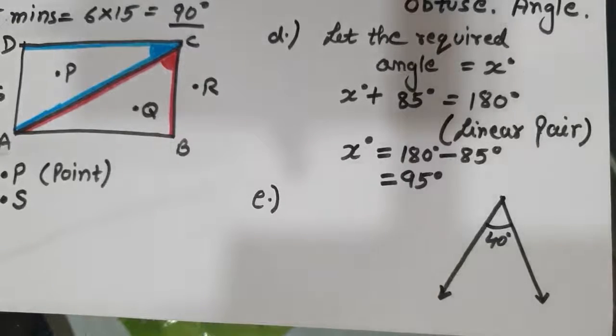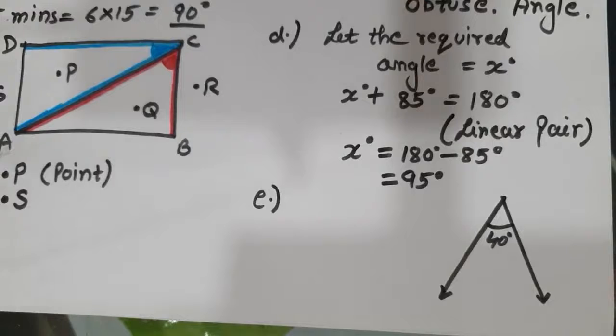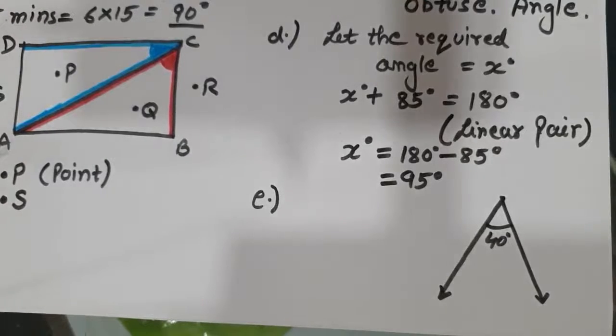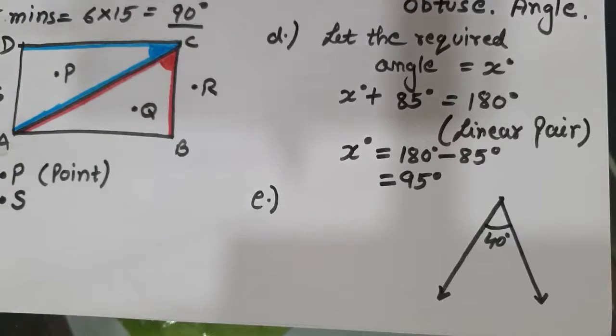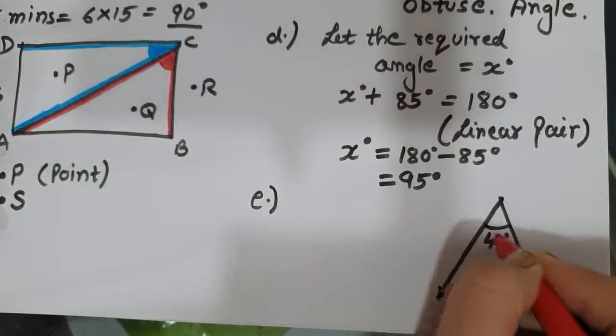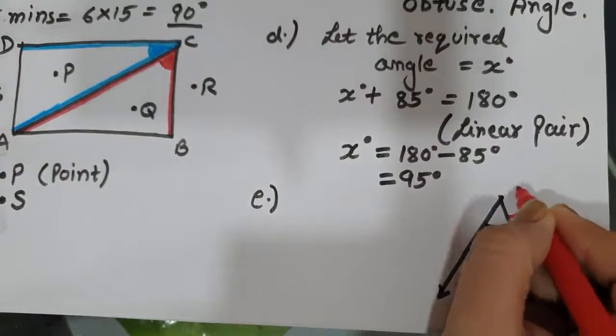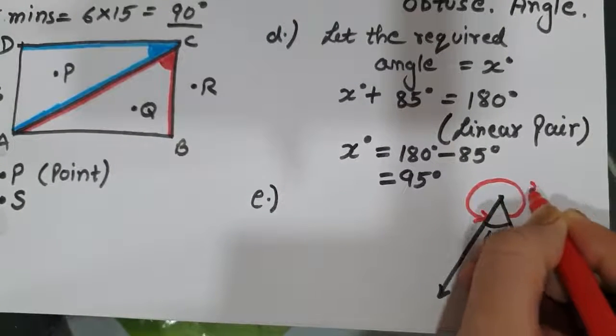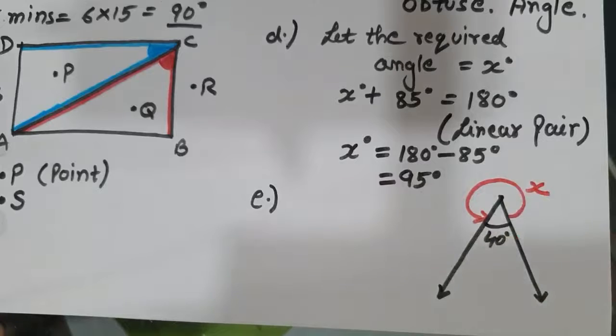Moving on to the E part, find x in the given figure. So you all know that a complete angle is always equal to 360 degrees. The whole circle, the whole round, is equal to 360 degrees. So a small part of it is given, that is 40 degrees, and the remaining part, this reflex angle, is x. We need to find out the value of x.